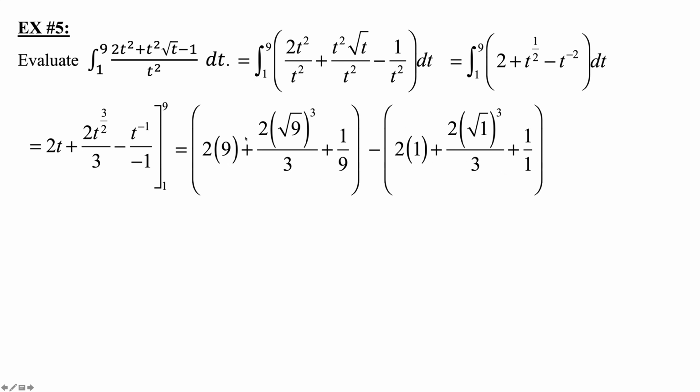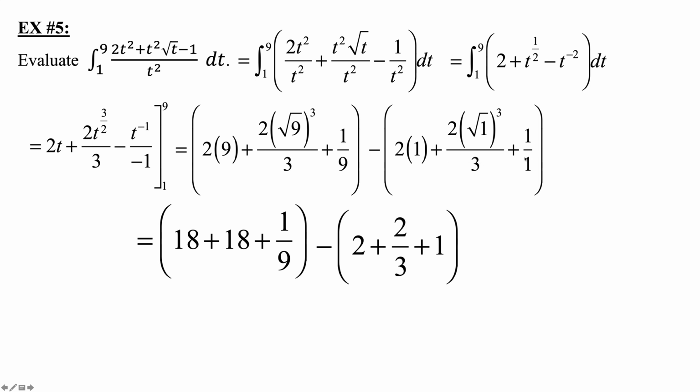We'll have 18. Then let's see, 3, square root of 9 is 3. 3 to the third is 27. Or 27 divided by 3 is 9. 2 times 9, that's another 18. Plus a 9, so that's 18 plus 18 plus a 9th. Here we got 2 plus 2/3 plus 1.